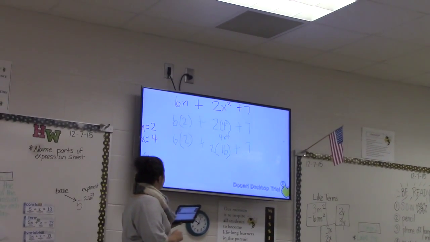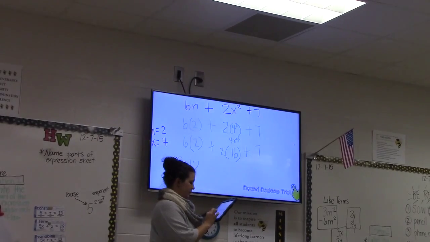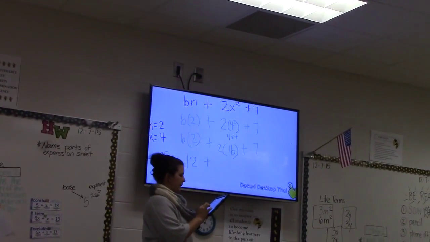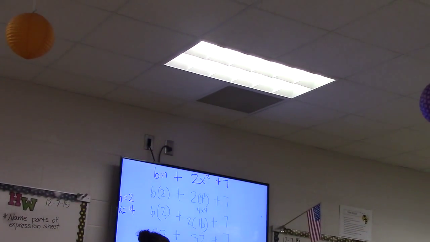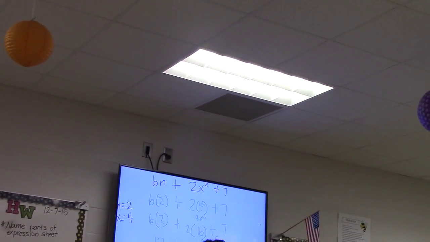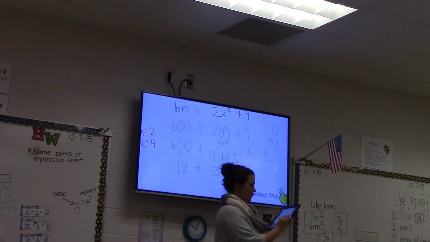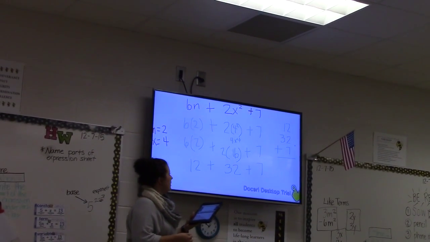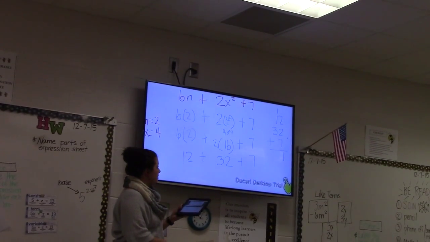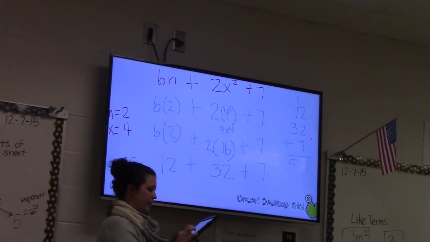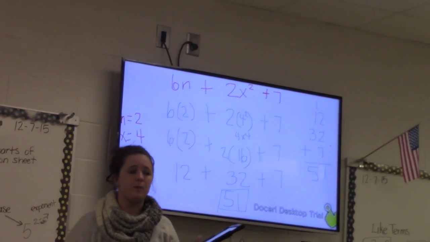Okay, now I can multiply. 2 times 6 is 12. 2 times 16 is 32. Now I just add. If you want to, you can go over here to the side and line it up if that's easier for you. 2 add 2 is 4. 7 add 4 is 11. Carry your 1. 1 add 1 is 2. And 3 add 2 is 5. So your final answer is 51. And this is an expression, so you never use an equal sign.